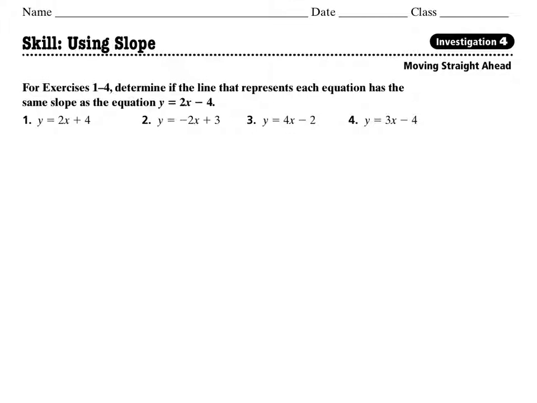Alright, this is the next sheet, so go ahead and take a minute. Let's read this first, I guess. Determine if the line that represents each equation has the same slope as the equation y equals 2x minus 4. Take 1 minute on these 4 and determine if each of these has the same slope as that equation up here, 2x minus 4.